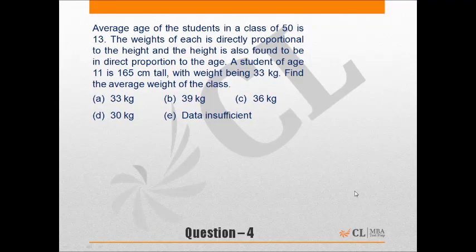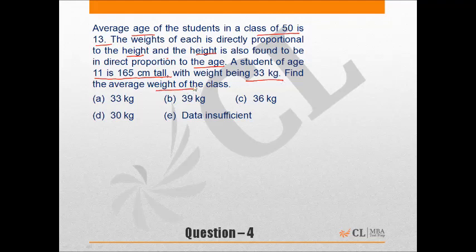Question 4. The average age of students in a class of 50 is 13. The weight of each is directly proportional to the height, and the height is also found to be in direct proportion to the age. A student of age 11 is 165 cm tall with weight being 33 kg. Find the average weight of the class.